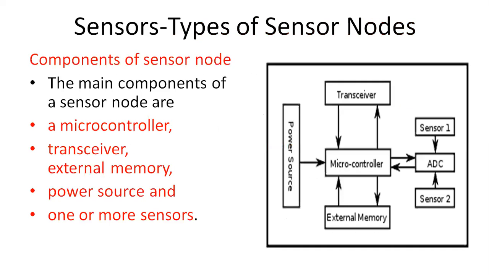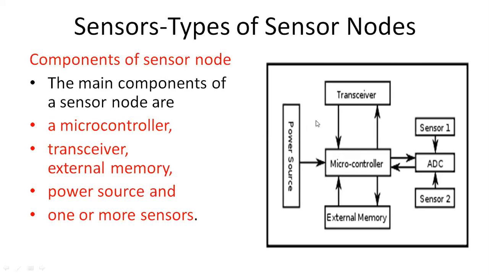Now coming to the components of a sensor node. Very important topic. The diagram on the right side indicates the components of a sensor node. Any sensor node has a microcontroller, transceiver, external memory, power source, and one or more sensors. That is a very important thing in a sensor node. These are all different components.